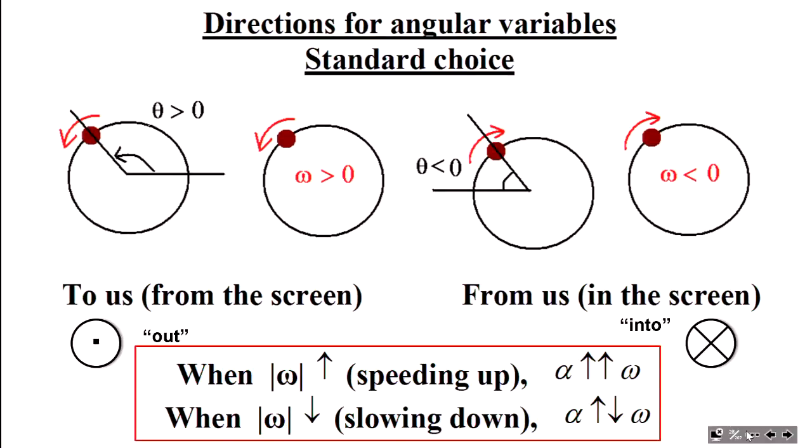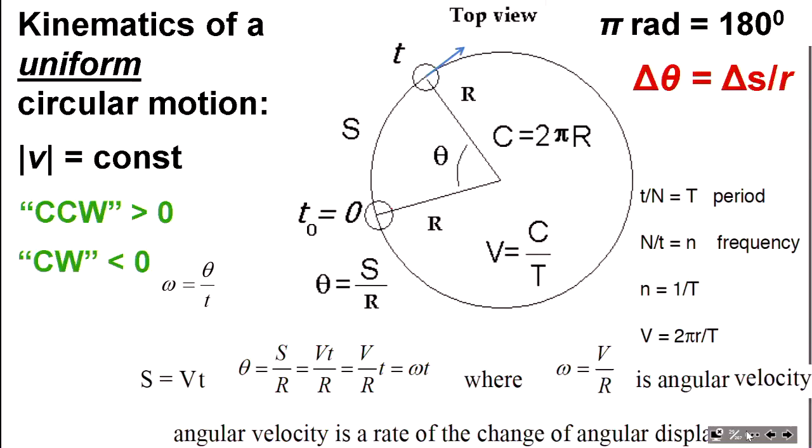Now, also, we can make an extra step. Remember, when an object is speeding up, velocity and acceleration have the same direction. When an object is slowing down, velocity and acceleration have opposite directions. Of course, the same stays correct for angular variables. So when an object rotates faster and faster, angular velocity and angular acceleration point in the same direction. When it slows down, they are opposite. Nothing new. We're just adding one word, angular. Well, this is a summary of everything related to kinematics of rotational motion, almost everything.